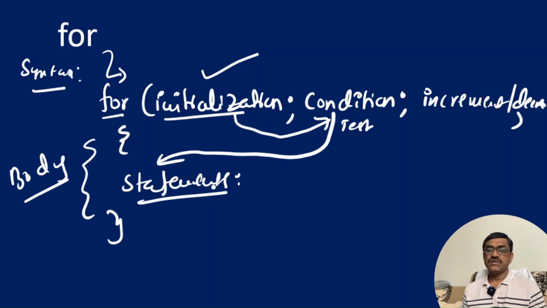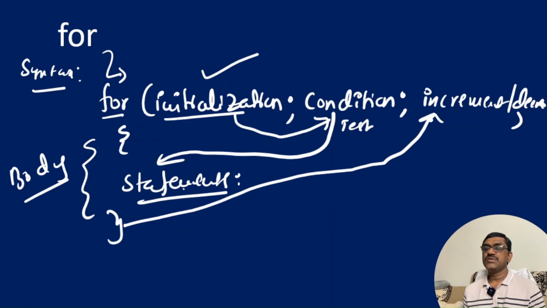These statements are executed. Now, after executing these statements, the closing brace simply sends the control to whom? To the incrementation or decrementation. After this operation is performed, then we go for the condition. The second time, we do not go for the initialization. Only the first time we perform the initialization. Next, we check the condition. If the condition is true, we execute the statements. And after that, we move to the increment or decrement operation.